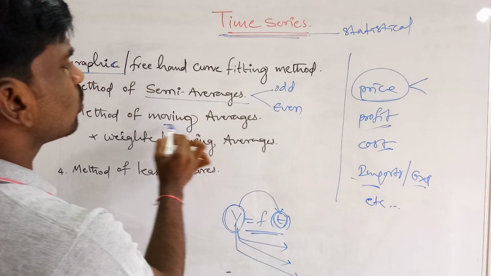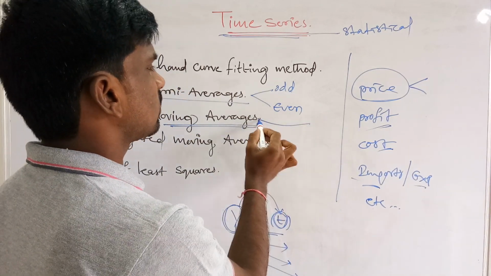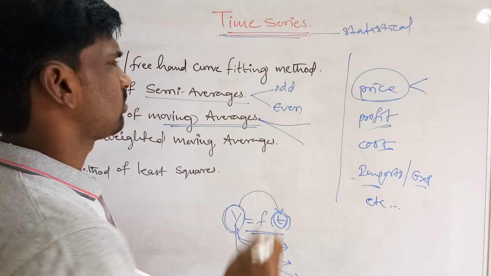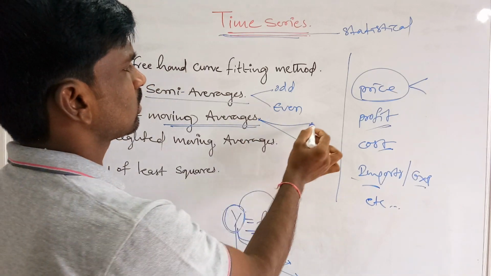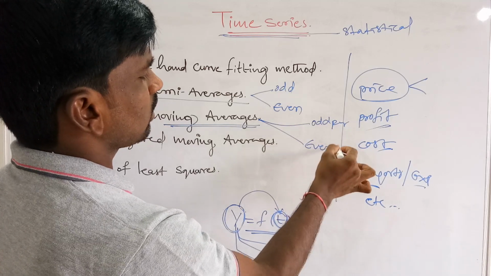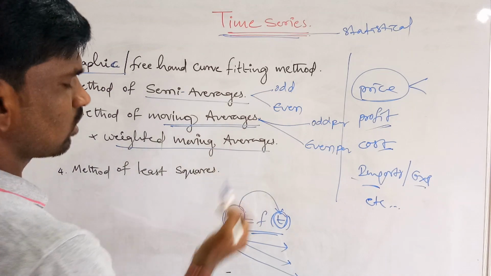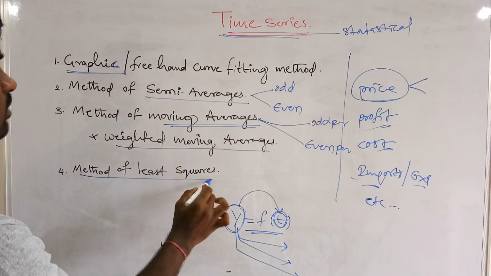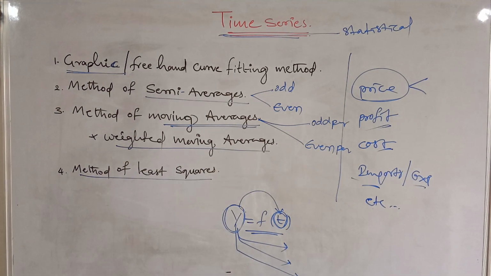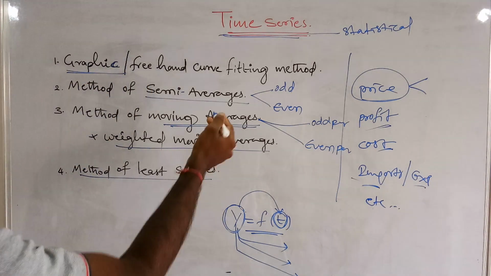Then the method of moving averages. In this we have two period series: one is the odd period series and another is the even period series. Weighted moving averages are also there. Then the method of least squares. So these are the methods, and the graphical freehand curve method is what we are going to discuss right now.